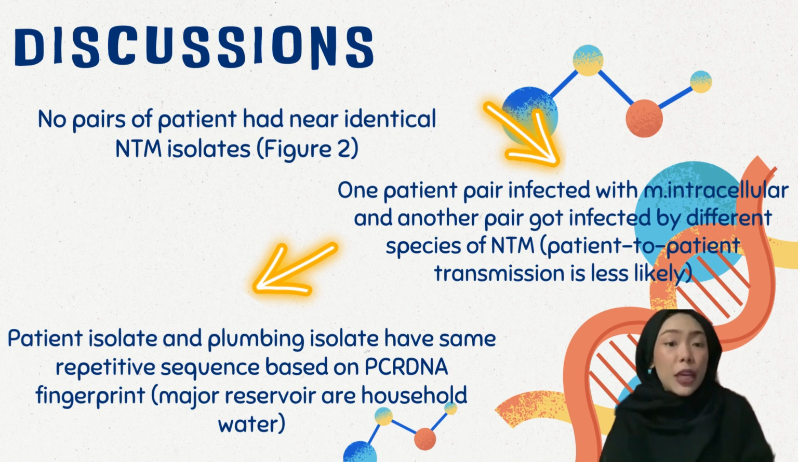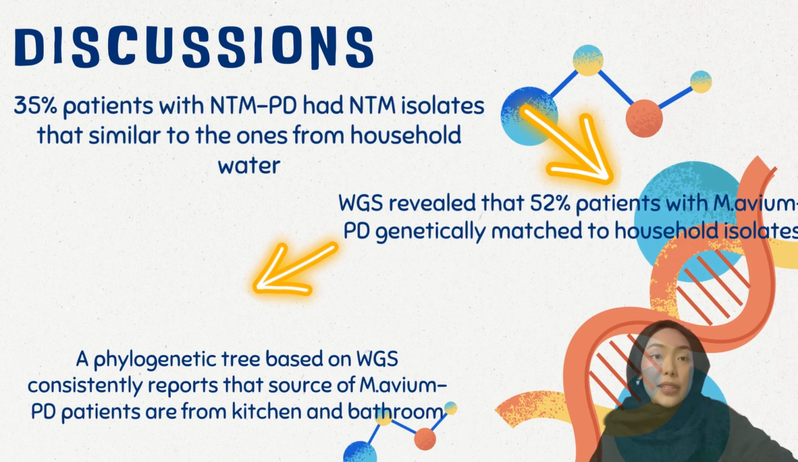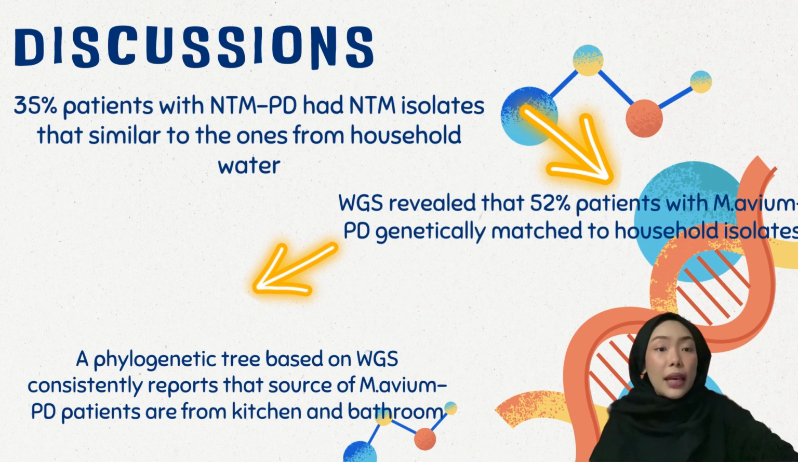The third discussion point is that the patient isolate and plumbing isolate have the same repetitive sequence based on PCR DNA fingerprint. This is because the major reservoir of the Mycobacterium is household water. Next, based on studies, 35% of patients with NTM pulmonary disease had NTM isolates similar to the ones from the household water. Whole genome sequencing revealed that 52% of patients with Mycobacterium avium pulmonary disease genetically matched the household isolates too. Lastly, a phylogenetic tree based on whole genome sequencing consistently reports that the source of Mycobacterium avium pulmonary disease is the kitchen and the bathroom.